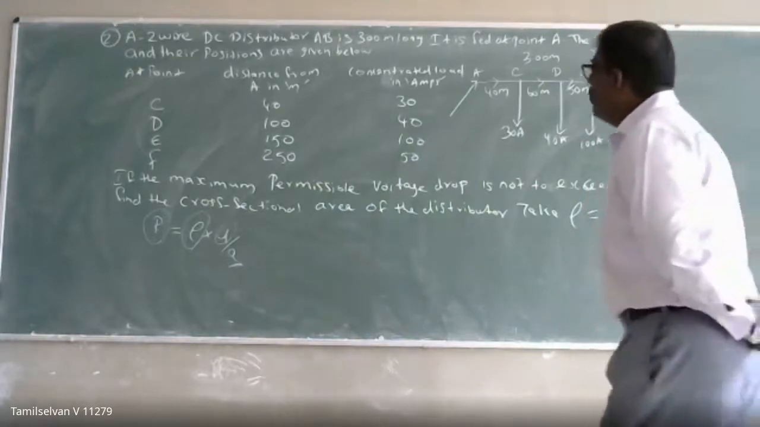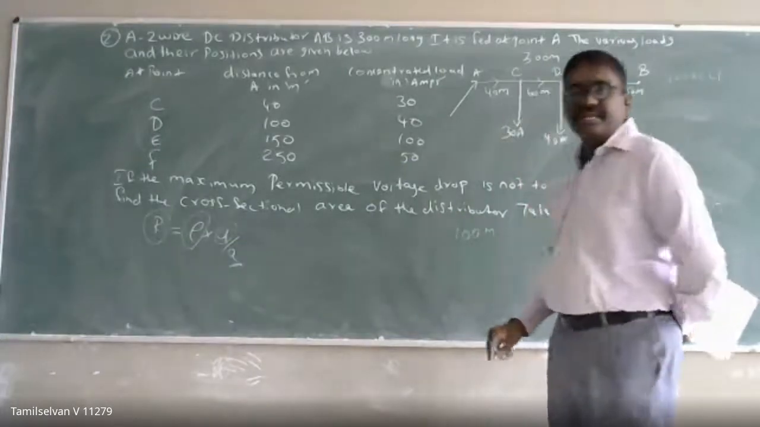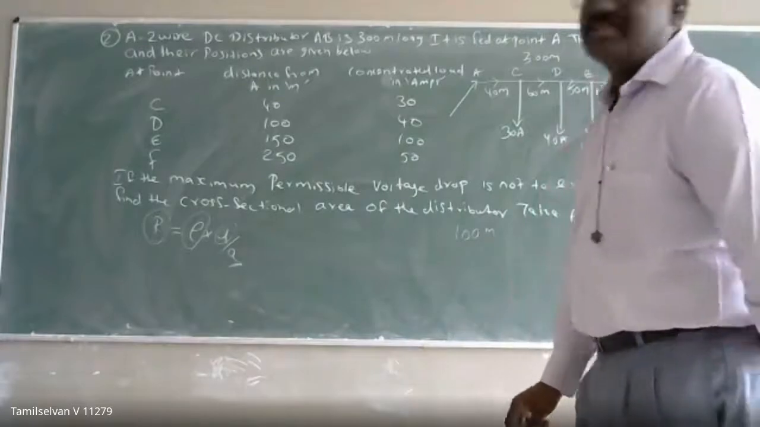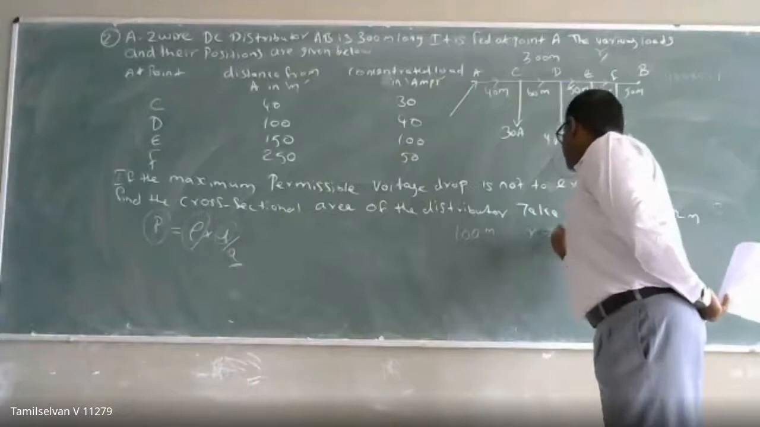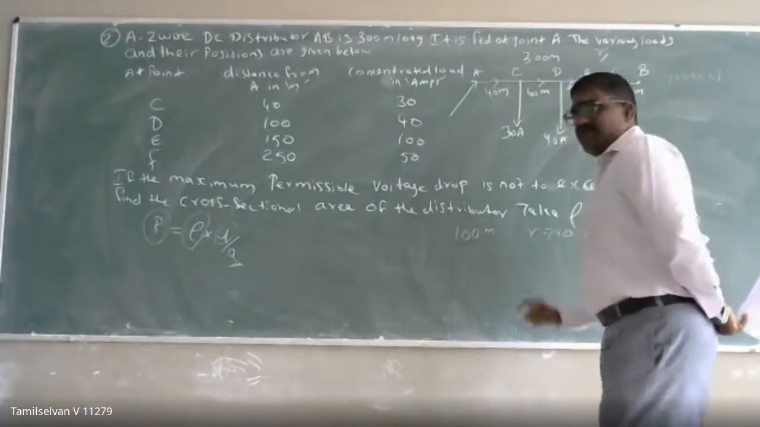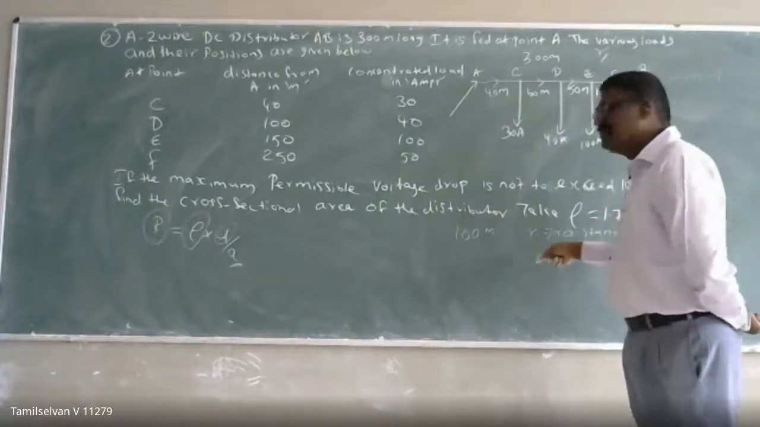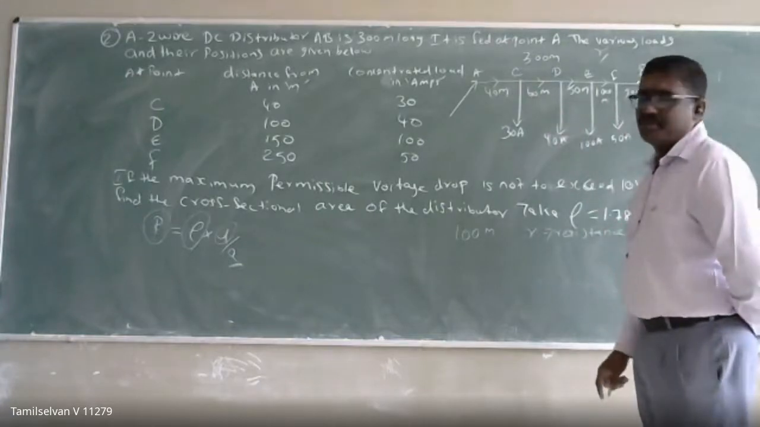It means for every 100 meter of length, the distributor has a resistance of R. If I know the section current, then with the assumed value of R, I can know the total drop.